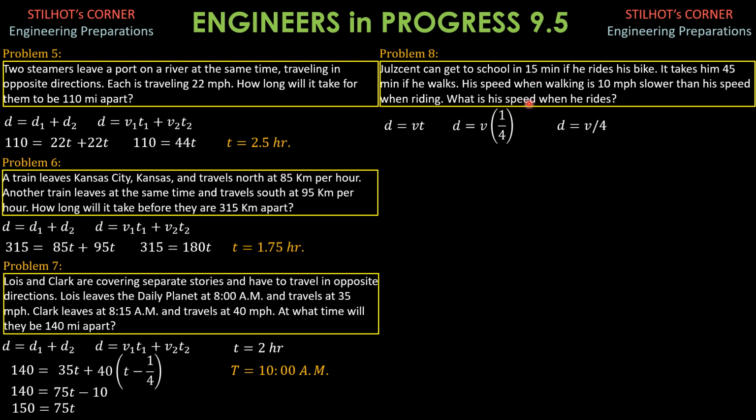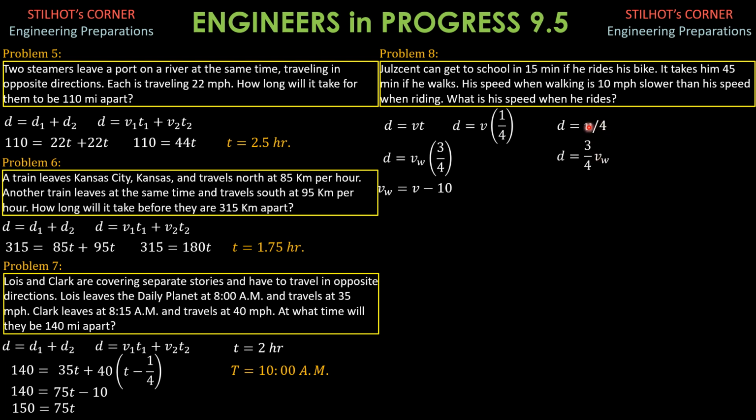D is also, when Julescent walks, the speed in walking times the time, which is 45 minutes, and 45 minutes is 45 over 60 or 3/4 hour. So v sub w times 3/4 hour is d. So d is also 3/4 of vw. And it is stated here that his speed when walking is 10 miles per hour slower than his speed when riding. So that means v sub w is v minus 10.